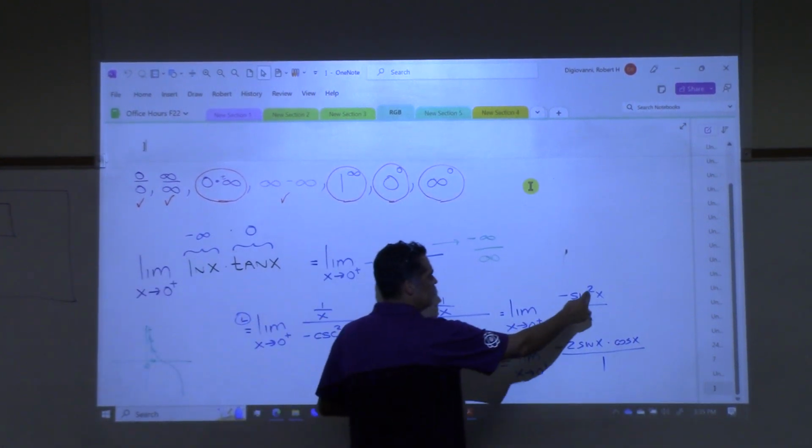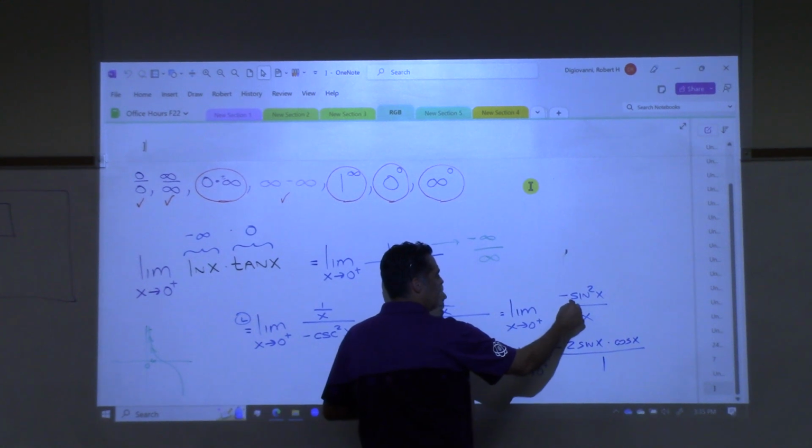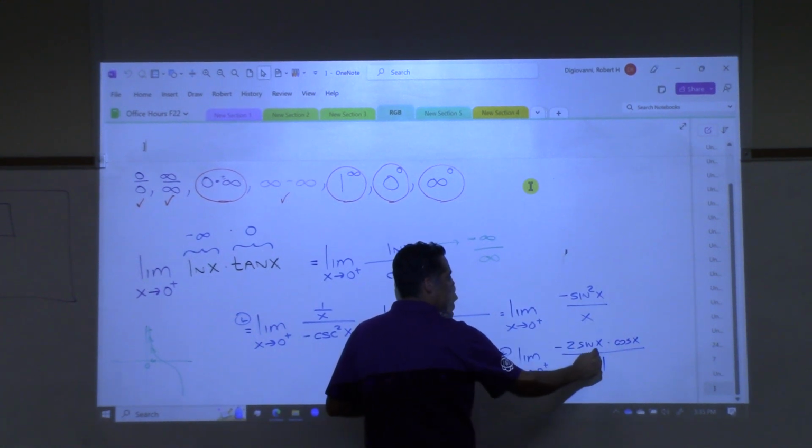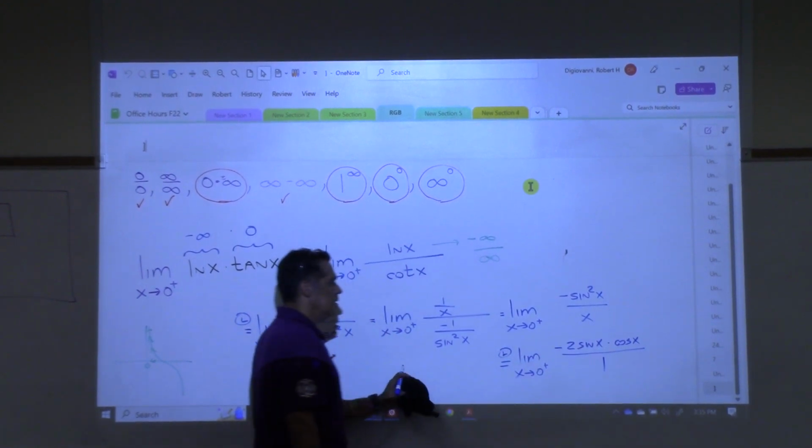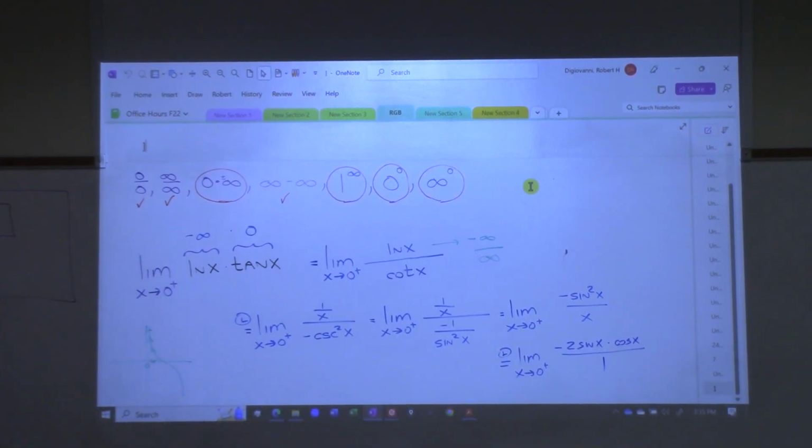So I brought out the 2, right? Brought out the 2, this to the first power, and then times the derivative of sine, which is cosine. And then I do the derivative of the bottom separately. And now I'm happy, because I no longer am going to have 0 over 0 or infinity over infinity.